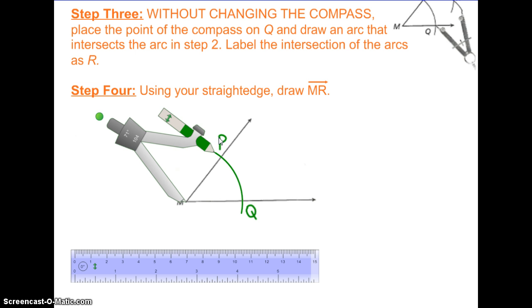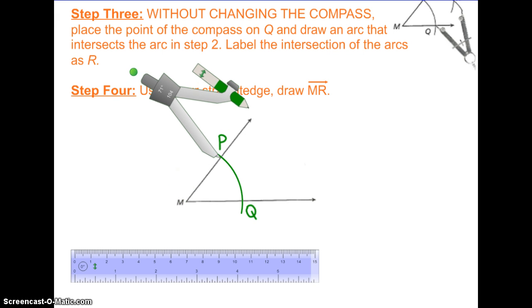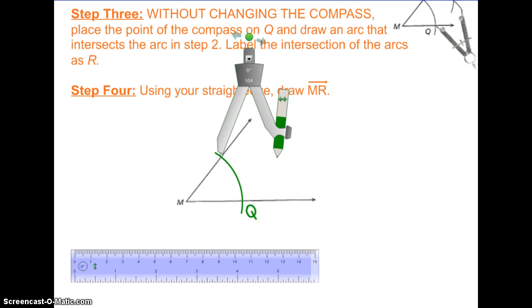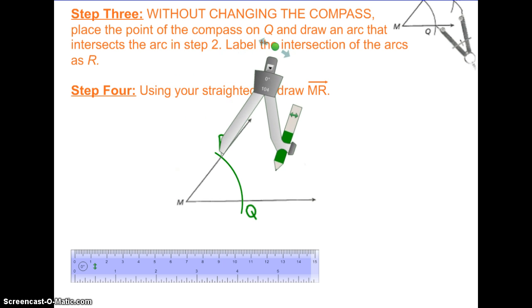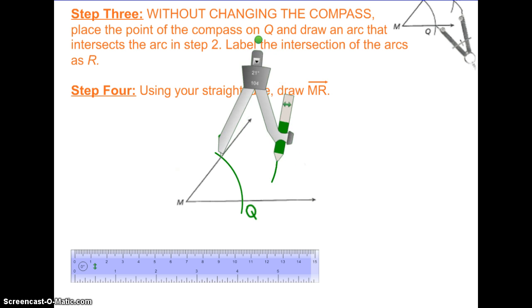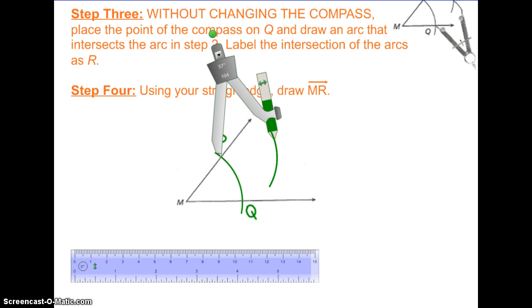Again, you don't have to label that. This is just for reference for later. That way you know what we're talking about when you're doing practice problems. You can say, oh, we called that point P. Alright, so then you're going to place your compass on point P. Okay, you can change the compass at this point, or what I like to do is I just leave it. It doesn't matter. And I'm going to make an arc right here somewhere in the middle of the angle.